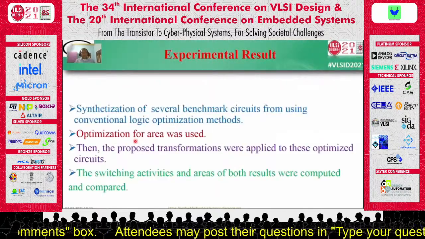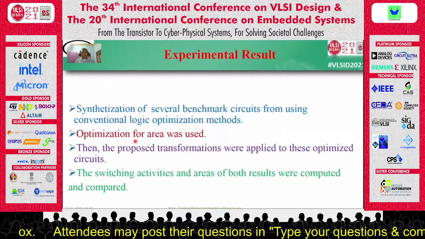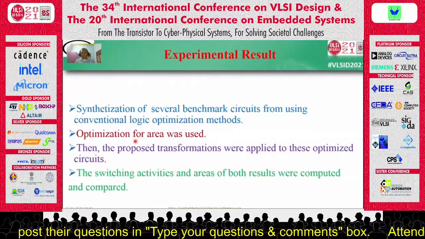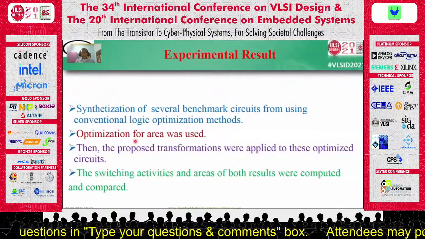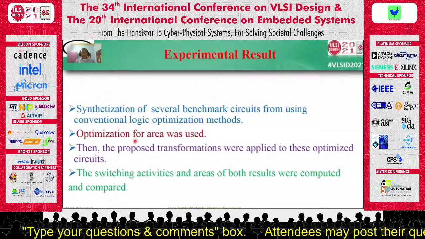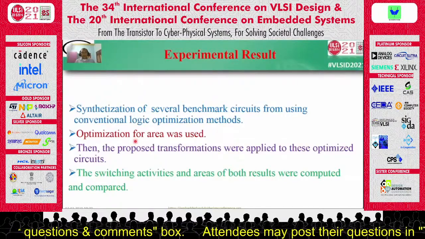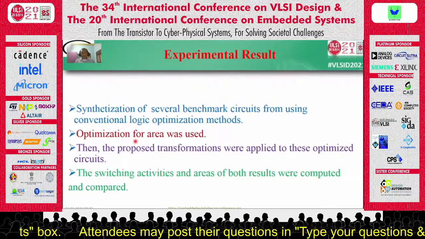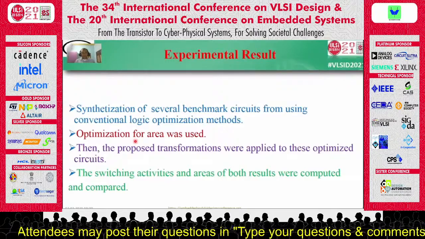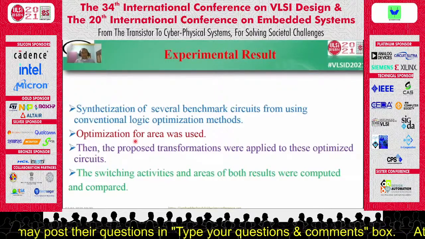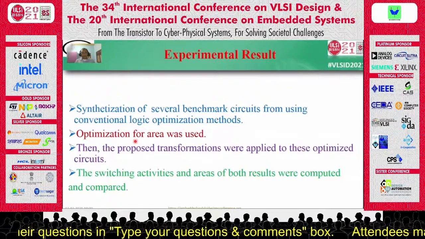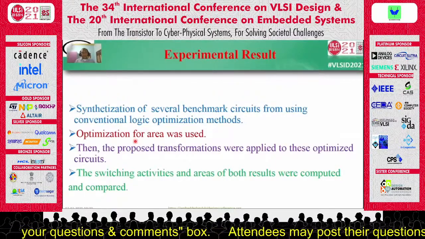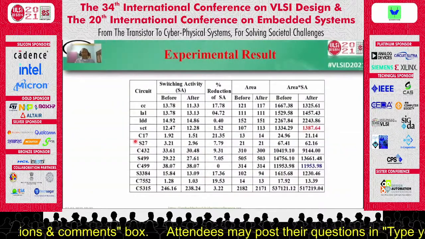Now the experimental result. In our experiment we use several benchmark circuits. First we optimize this circuit using the conventional method, and the optimization for area was used. Then the proposed transformations are applied to this optimized circuit. We calculate the switching activity using the conventional optimization method, and after applying our method, and both the switching activity and area are computed. This is the experimental result.